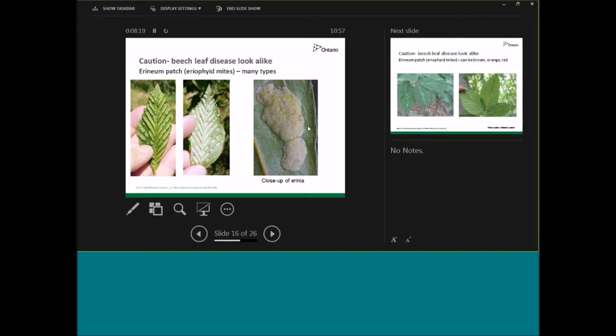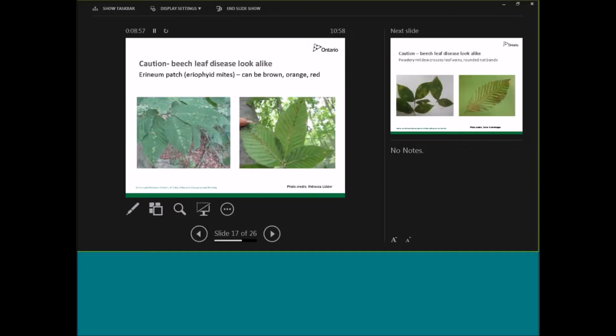One thing that our lab has been finding over the past year and a half that we've been receiving samples is that there are a number of things that can look like beech leaf disease. First off, erineum patch from eriophyid mites. There are many types, so it can look different from leaf to leaf. You can see the striping, how similar that could look, especially early in the year. But one of the differences is the erineum on the bottom side of the leaf. If you look under a microscope, you can see that.